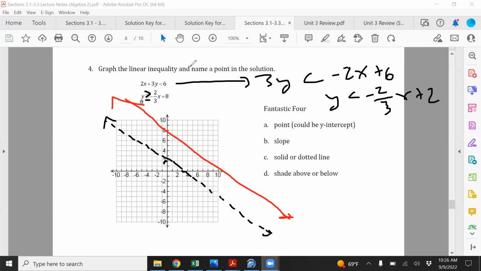Or what if I had this here, less than or equal to, and switch that to this? If I had that, then you would be shading in between. So you'd have something like that. That could happen. So, okay. Let's keep on moving.